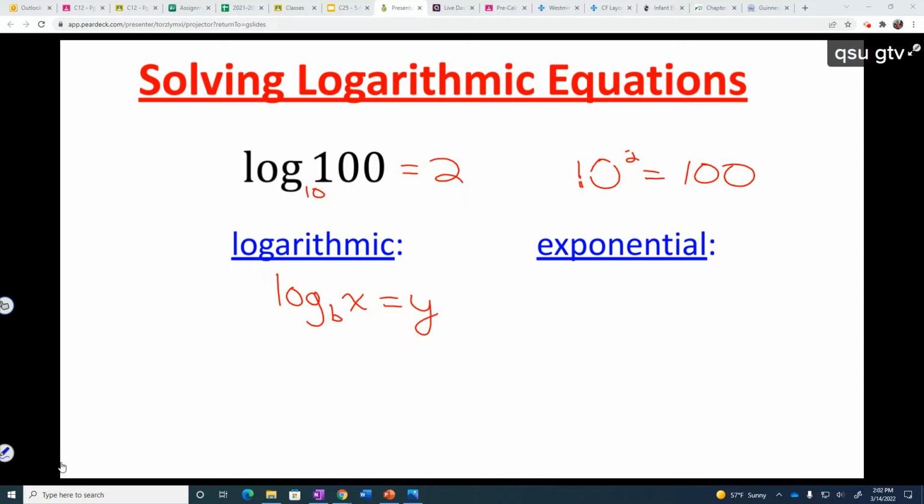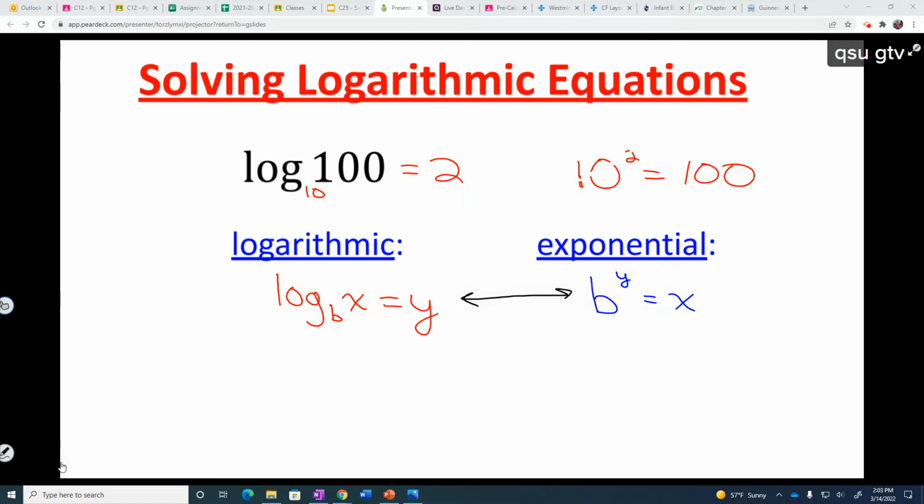So another way of rewriting this would be what? Anybody figure out how to rewrite this? X to the power, no, b to the power of x equals y. Close. B to the power of y. Yep, b to the y equals x. So that's what we're going to do. We're going to take from this form and take it to that. And you can go back and forth.